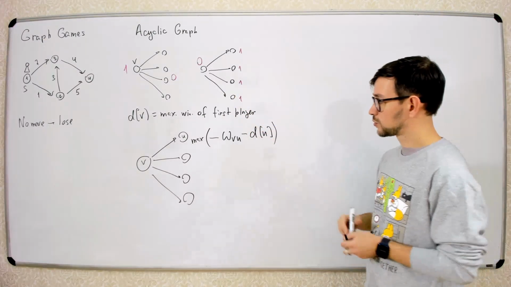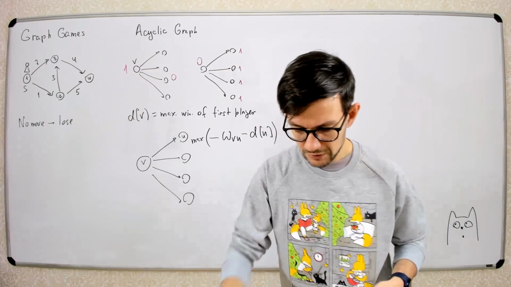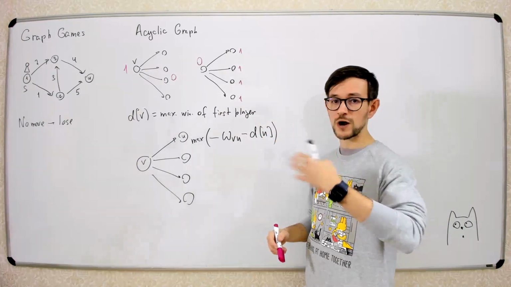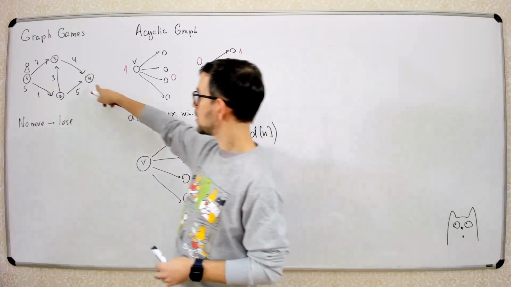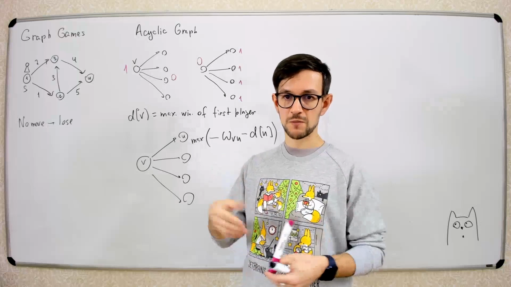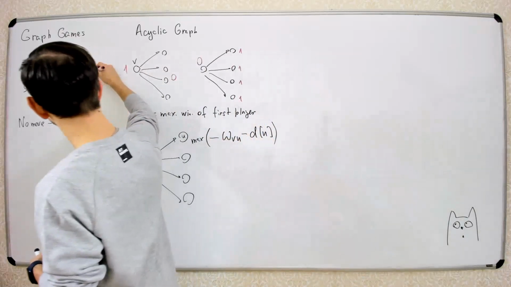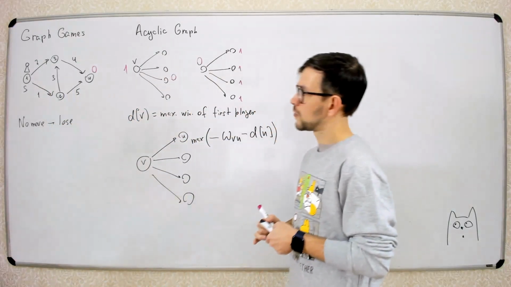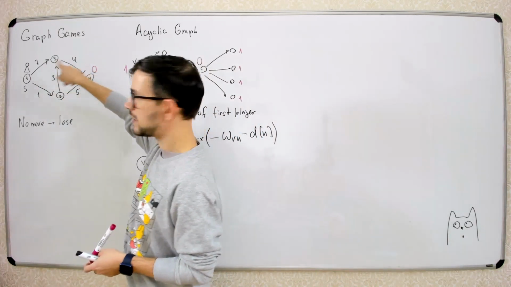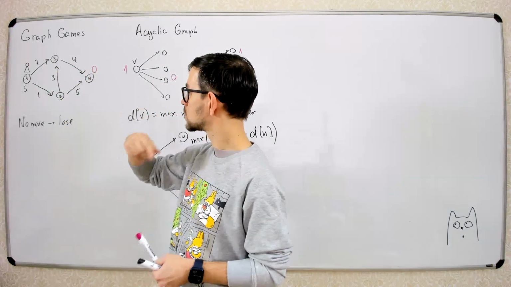Let's apply this to this graph. So I go from right to left. So here there is nowhere to go. So the game just stops and my winnings is 0. And now for vertex 3, I can go here. So I will pay $4 and my winnings will be -4.